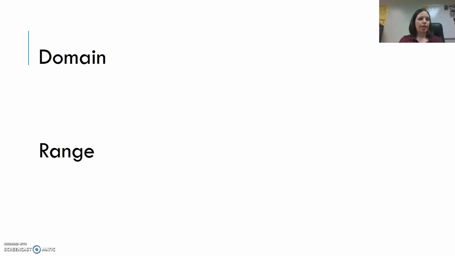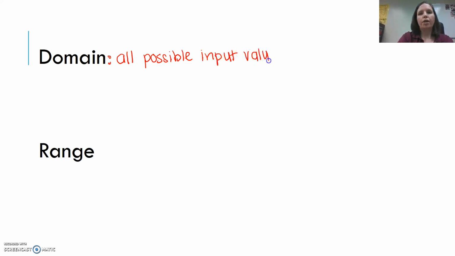So that takes us right into what you guys saw in the gizmo, which was definitions for domain. Domain is all possible input values. This is just a description of all the values that can be, and possible is important here. It's a description of all the possible values that could be used as inputs.